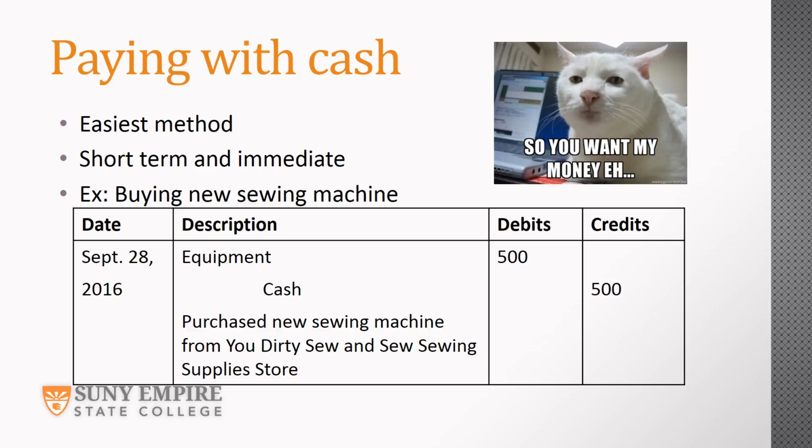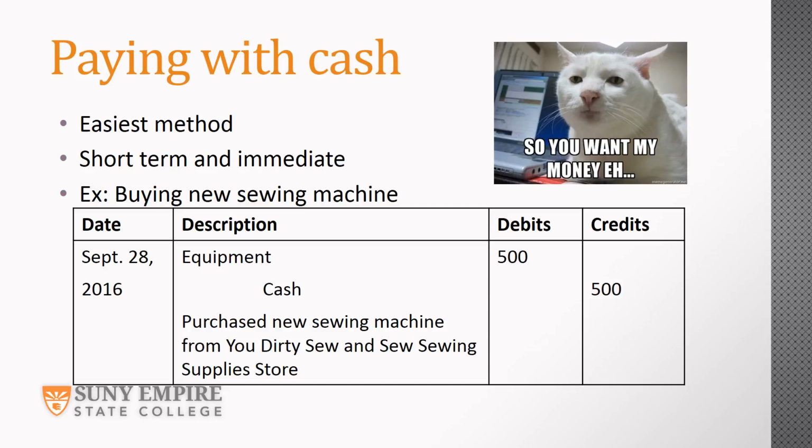For example, suppose Polly's Plushies needs to buy a new sewing machine to create their stuffed animals. Polly goes to You Dirty So-and-so sewing supply store to buy the machine and pays with cash. How would we enter that transaction into the general journal?